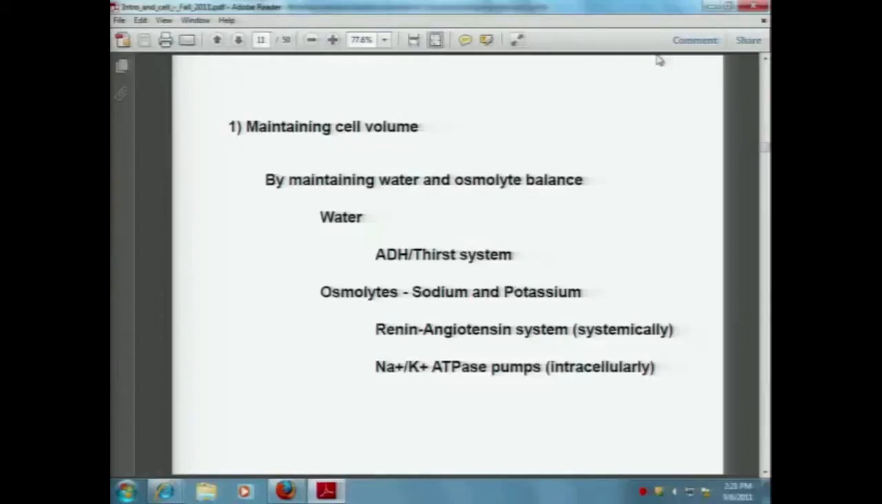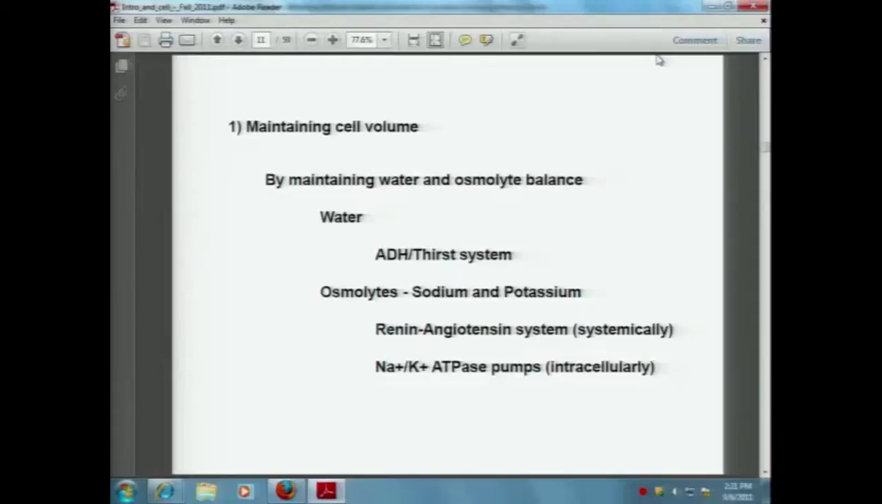Okay? So if your plasma osmolarity goes up, what happens to ADH? Does it go up or down? It's going to go up. Everybody agree? If plasma osmolarity gets higher, you're going to retain water in order to dilute that and bring plasma osmolarity back down. And you're also going to stimulate thirst in order to increase water consumption. Okay? So that's the system that controls water systemically.